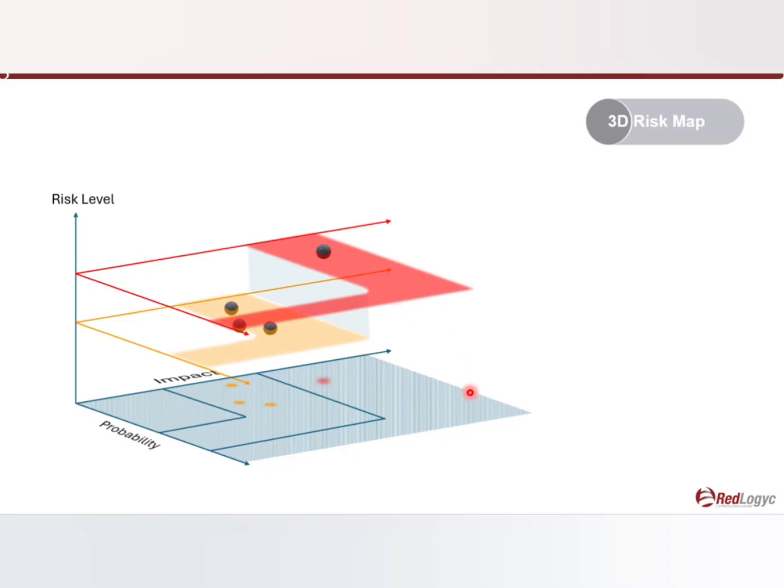We can see that the traditional heat map is nothing else but the shadow of a three-dimensional risk representation, where depending on the proportion or combination of probability and impact, a risk will be on a higher risk level or in a lower one. Now, there is something important to highlight here.